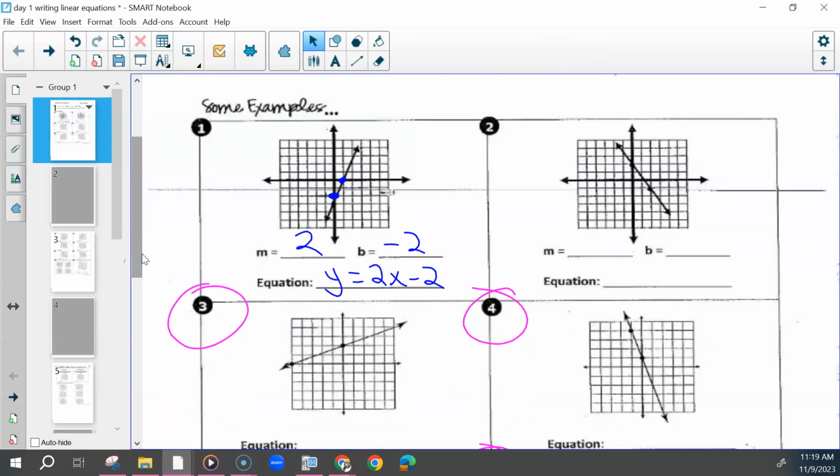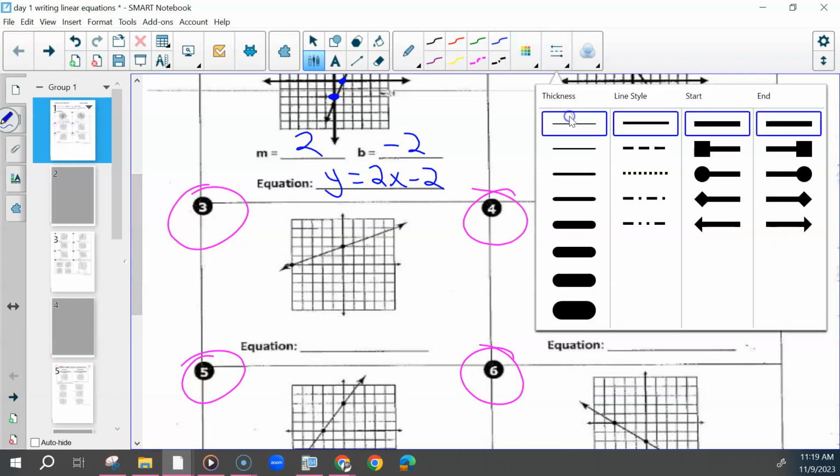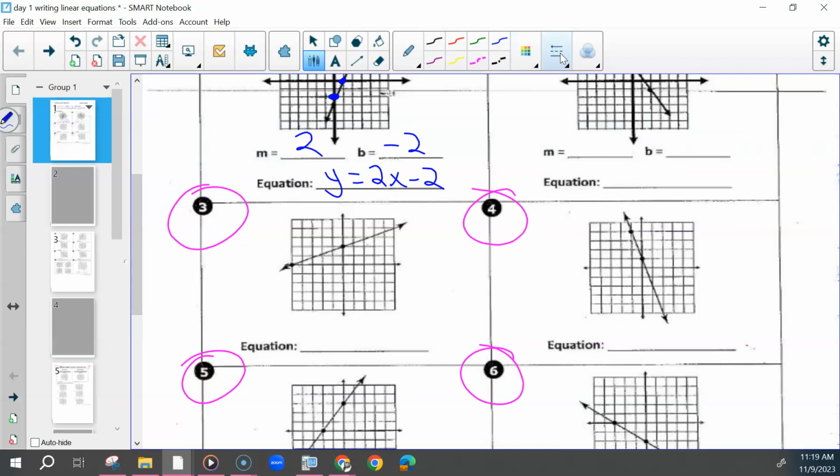We're going to skip around. So let's look at number 3. What is the y-intercept of number 3? 2. What about the slope? Find the 2 points on there and count the slope. Good. So how would we write this equation? Do you have any questions on that one?